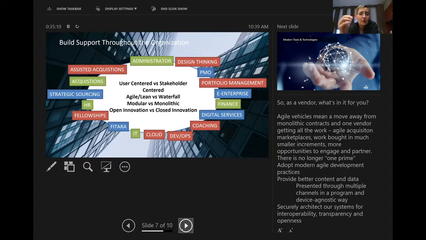We provided coaching. We provided cloud services. We worked with the digital services teams across the government. When we implemented FITARA, which is the Federal IT Acquisition Reform Act, we put the Agile principles into there. So wherever you looked in the organization, that push was there. And so part of that culture change is making sure that everybody throughout your organization is lined up to force that culture change and keep it happening.